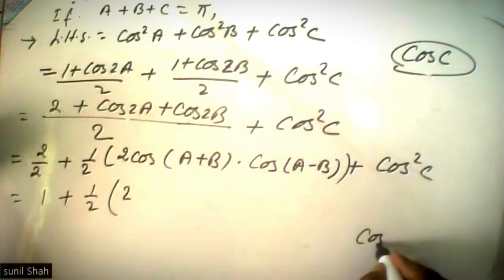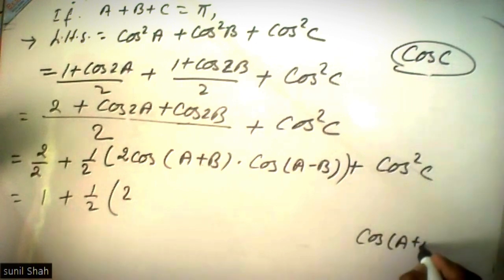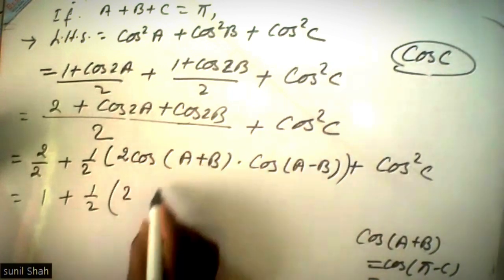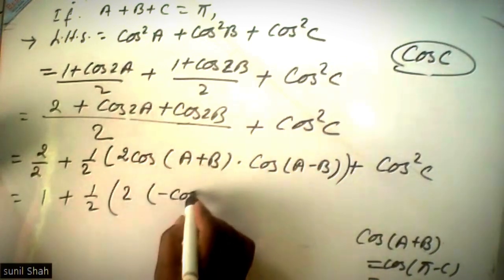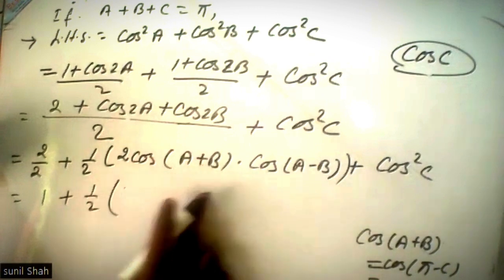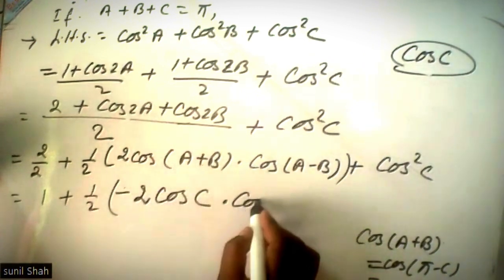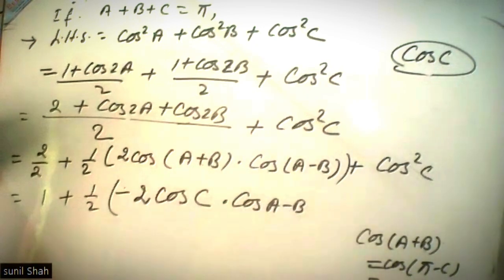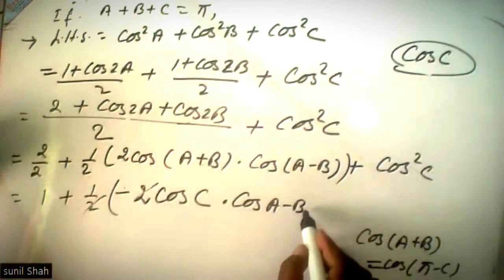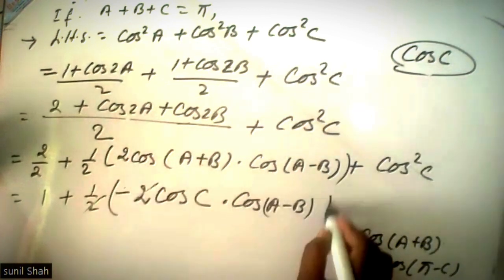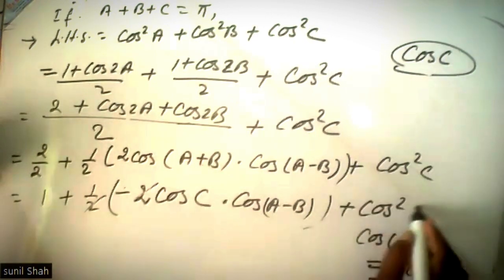What is cos(a plus b)? Use the given things. A plus b is equal to pi minus c. So cos(a plus b) is equal to cos(pi minus c), which is equal to minus cos c. So we may write here minus 2 cos c into cos(a minus b), 2 and 2 get cancelled, plus cos square c.